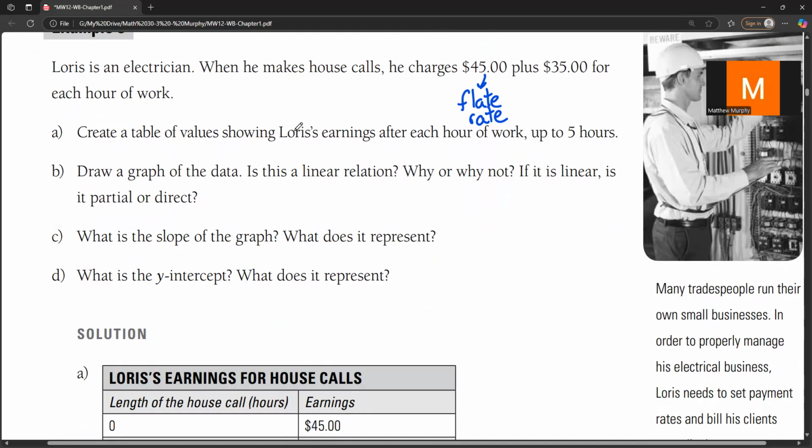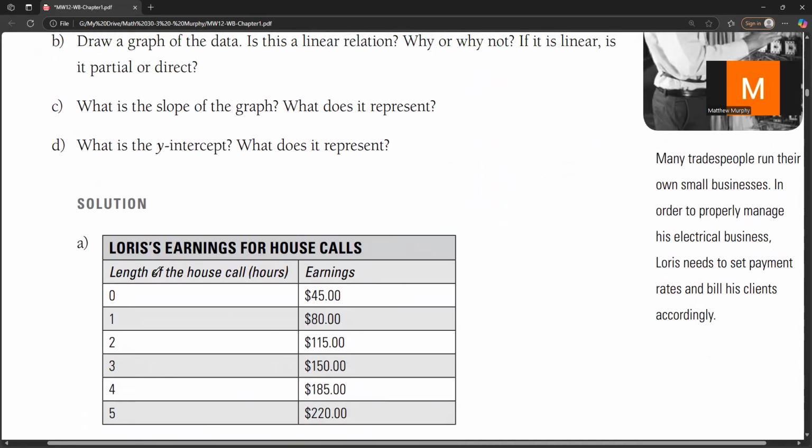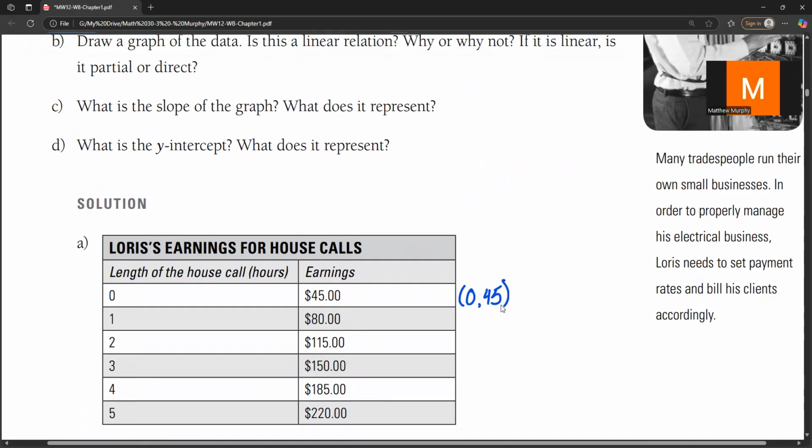Okay, so create a table of values showing Loris's earnings after each hour of work for up to 5 hours. So here's the table. What you're going to see different from last time is at 0 hours, it is no longer 0 earnings. The flat rate comes into play. So our first point on our graph is going to end up being 0 and 45. So it's no longer starting at 0 and 0.